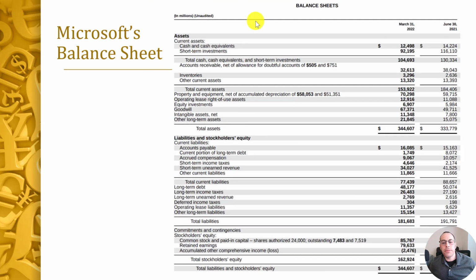Here's Microsoft's first quarter balance sheet. They list assets up here. You have current assets, cash is on top. Then you have non-current assets, PP&E, goodwill. So total assets, $344 billion. And then you have all your liabilities and your equity. So liabilities plus equity equals $344 billion.